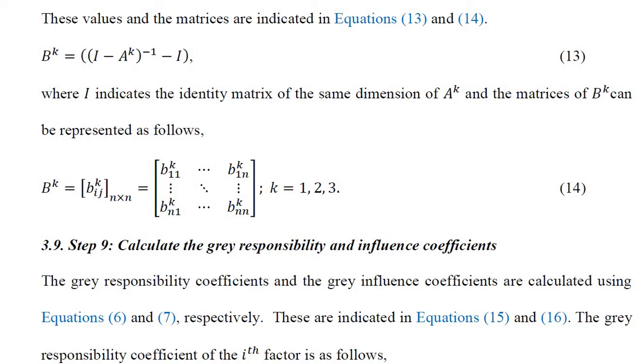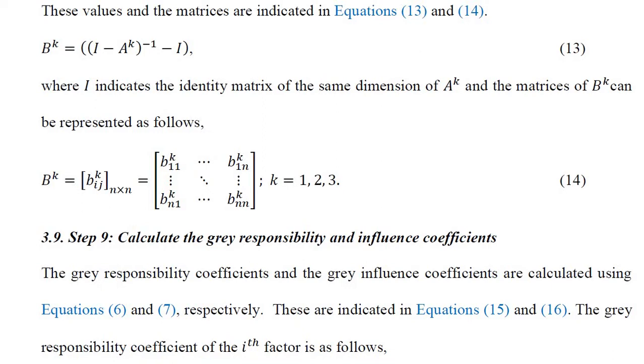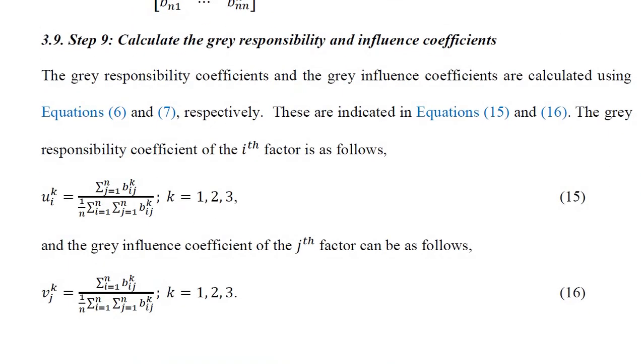Next is to calculate the gray responsibility and influence coefficient. We already told how we will be calculating. First we take the sum over j equal to 1 to n of Bij divided by the sum over i and j of Bijk. Similarly, the influence coefficient: the sum over i equal to 1 to n of Bij divided by the sum over j of Bijk divided by n. So this is the value.